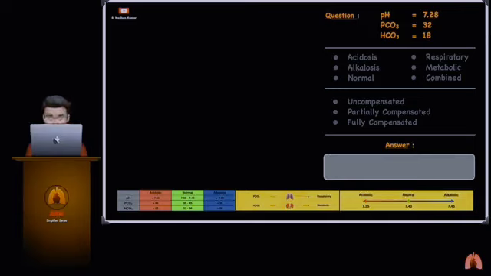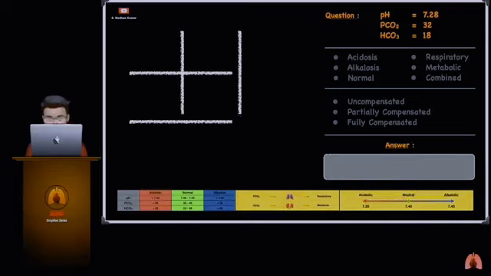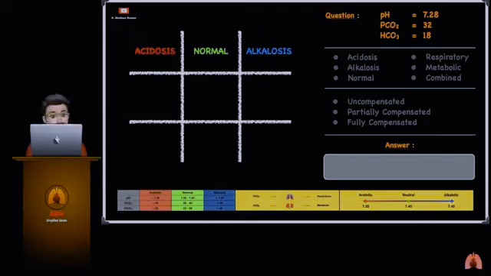Let us see one more example. Here pH is 7.28, which is acidotic, so mark pH under acidotic column. PCO2 is 32, which is alkalotic, so mark it under alkalosis column. HCO3 is 18, which is also acidotic, so mark it under acidosis column.